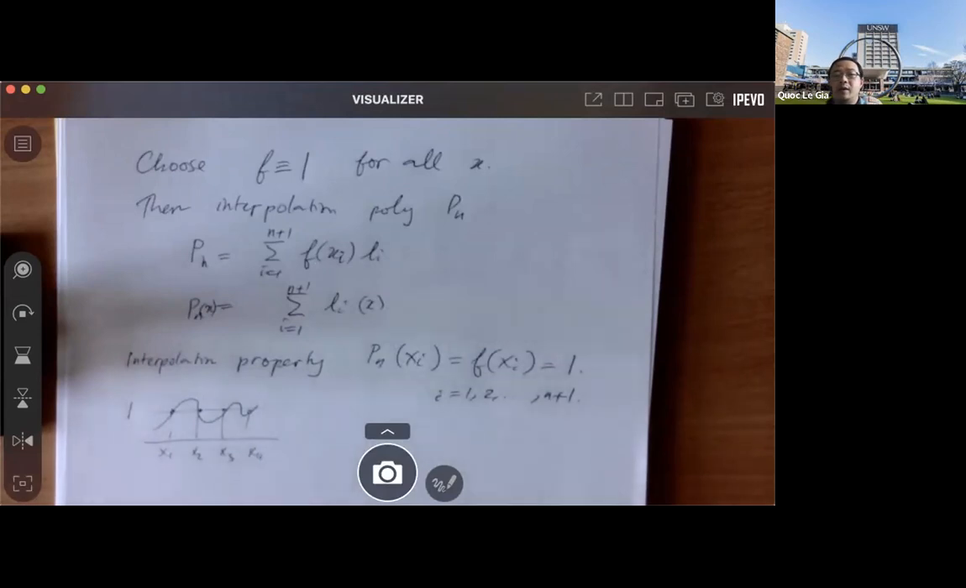So you choose f equal to 1 is a good start, yeah. But it's not enough to say that it's over. I mean, then the sum of Li equals 1 everywhere. You just got the sum of Li equals 1 on xi. So how do we show that? How do we show that it equals 1 everywhere? So what is the key point here?